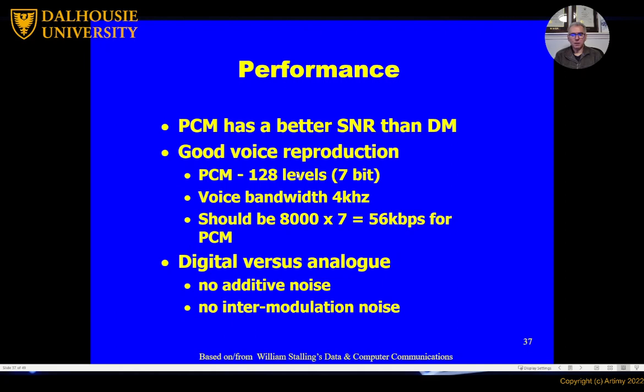Pulse code modulation can give me better voice reproduction, so it means that I can take the voice, digitize it, send it, then reconstruct the voice back. 7 bits is usually good, 8 bits better.